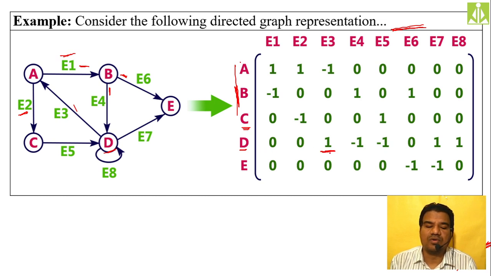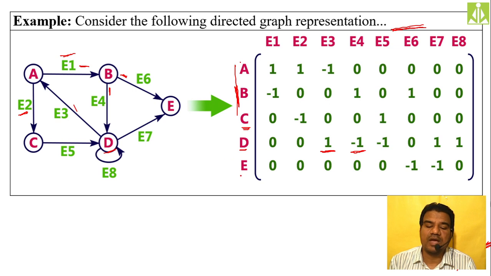D of E4 incoming, minus 1. D of E5 incoming, minus 1. D of E6 no connection, 0. D of E7 outgoing, 1. D of E8, it is both outgoing and incoming, but we consider outgoing only, so we put 1.